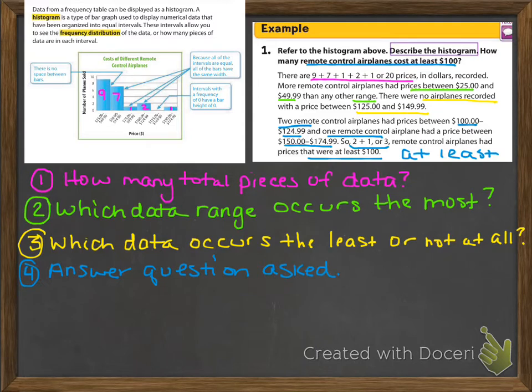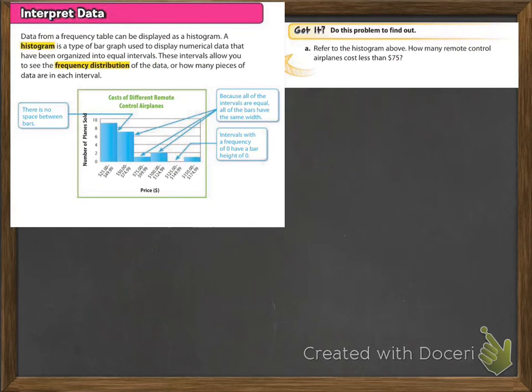You can just break it up into 2 were in this range, 1 was in this range, so 3 total. Now it says to refer to the histogram above, how many remote control airplanes cost less than $75? So you want to look at the information in the histogram, and I'm going to just transfer the information that we wrote from before where we actually read the bars. So that's 9, that's going to be 7, 1 over there, and 2 here.